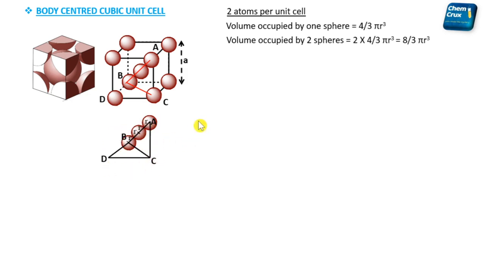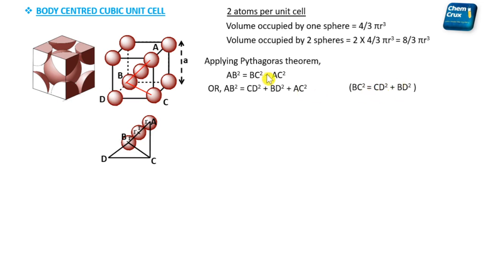Now if we apply Pythagoras theorem for triangle ABC, we can write AB square is equal to BC square plus AC square. Now again if we apply Pythagoras theorem for triangle BCD, we can write BC square is equal to CD square plus BD square. So we can put the value of BC square in this equation, and we will get AB square is equal to CD square plus BD square plus AC square, right?